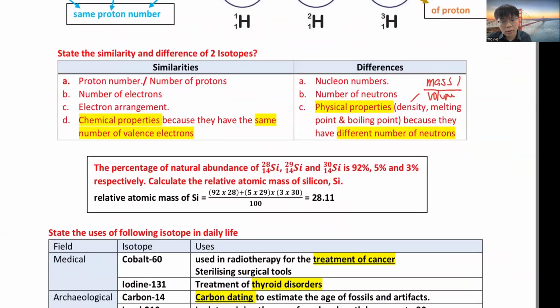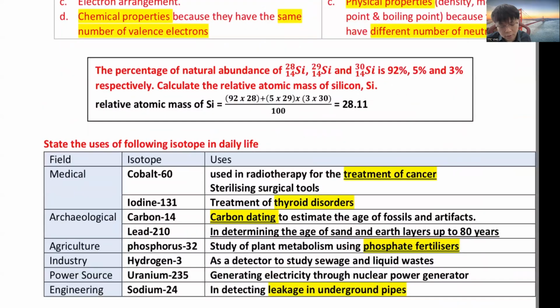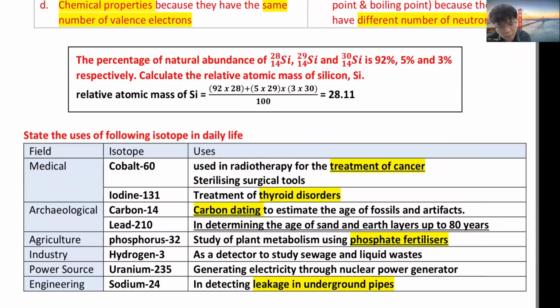Then you also need to calculate the percentage of abundance. The calculation formula is very simple. These are 28, 29, and 30. Silicon-28 is 92%, silicon-29 is 5%, and 30 is 3%. You just take 28 times 92%, 29 times 5%, 30 times 3%, divided by 100. You will get the average mass, so this is the average mass of silicon.